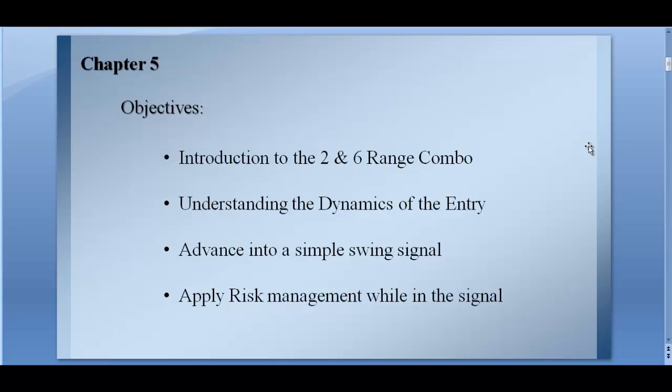The objectives of this is to take a look at the 2 and 6 range combo, understand them for what they are, the mechanics, as well as the indicators or the strategies that are attached to them, understanding the dynamics of the entry, advance into a simple swing signal, as well as apply the risk management while in the signal.